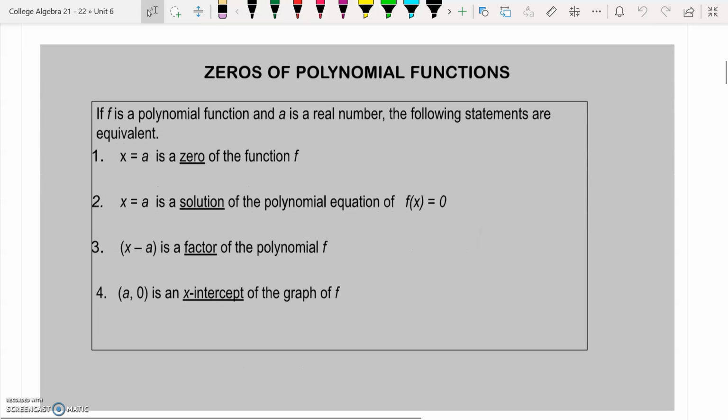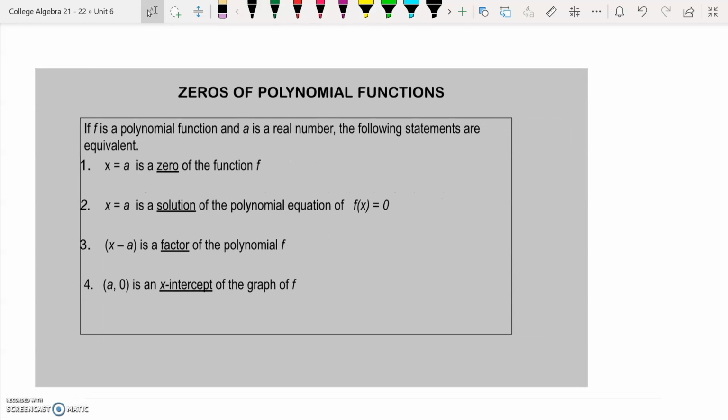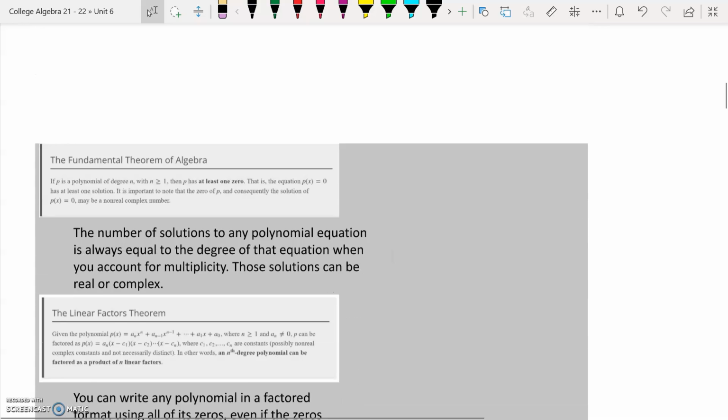The Hawks is pretty short, but I gave you guys some guided notes. You can pause the video whenever you want, and just kind of fill it out from there. So zero is a polynomial function. If f is a polynomial function and a is a real number, the following statements are equivalent. X equals a is a zero of the function. X equals a is a solution of the polynomial equation. X minus a is a factor of the polynomial. And (a, 0) is an x-intercept. So stuff that we've all talked about before. We use zero, solution, factor, x-intercept kind of interchangeably, but they all mean the same thing. It's just how you write it.